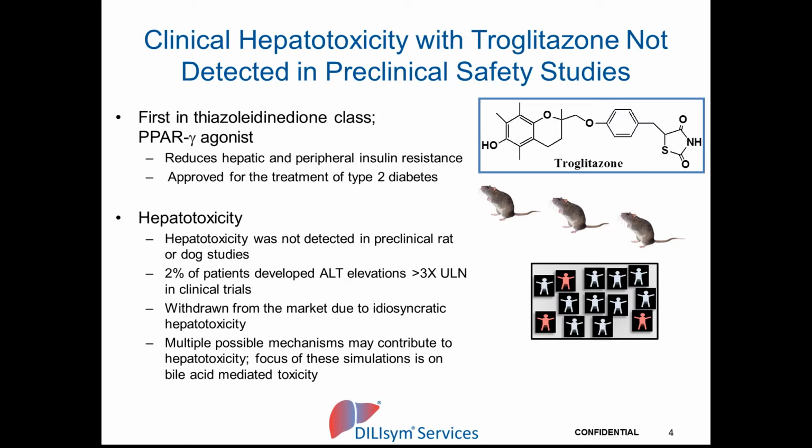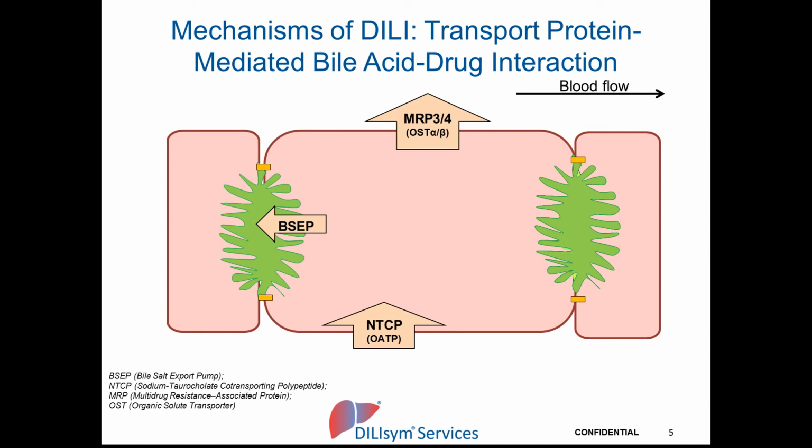The focus of these simulations, however, is on the bile acid mediated toxicity pathways. Let me summarize those for you here. The bile acids are taken up from the circulation via NTCP. Upon entry into the hepatocyte, they can exit via MRP3/4 on the basolateral side, or they can exit on the canalicular side via the bile salt export pump, or BSEP.